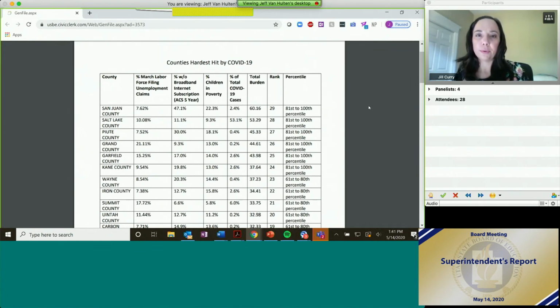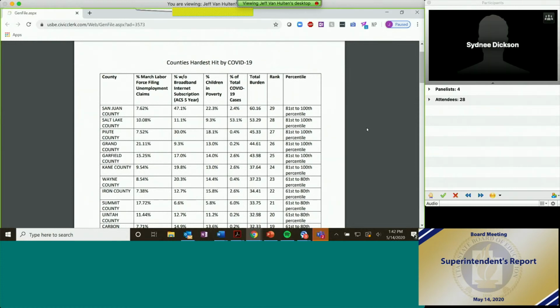So let me walk through how I came up with the total burden score and then the rank and the percentile. So for each indicator, yes. If I could just ask you to pause for a minute. So okay, look at the percentage of the total of the COVID-19 cases.